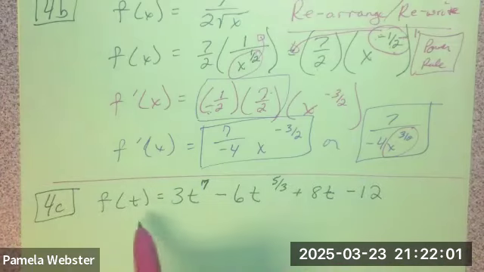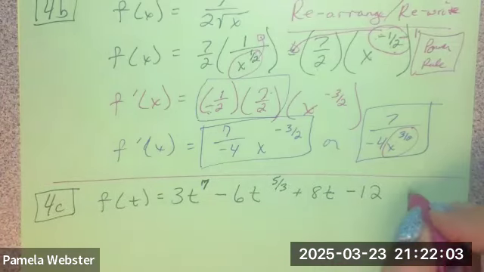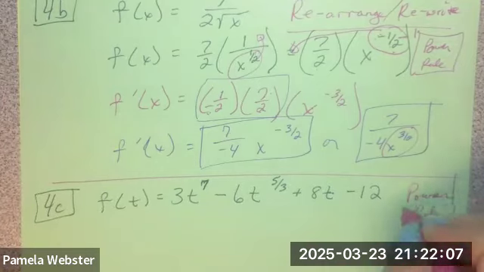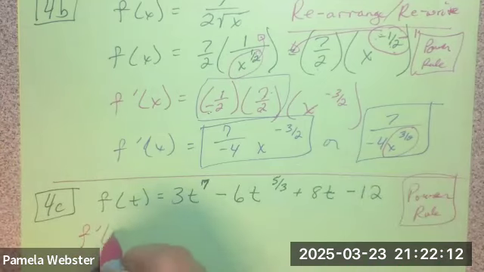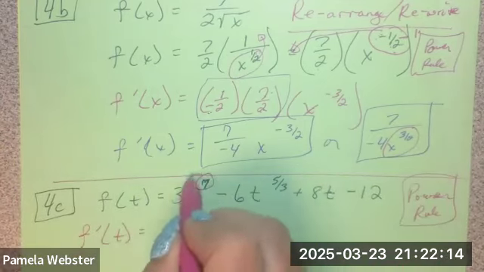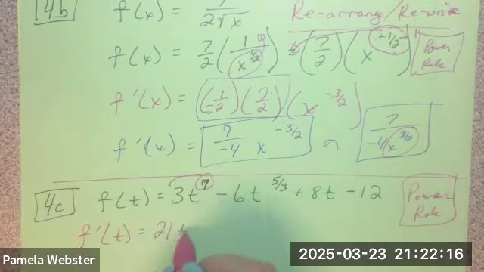Okay. I don't have to do any kind of rearranging. This is a power rule. Hopefully everybody sees it as a power rule. I'm going to go ahead and take the derivative. Multiply the 7 out in front. That's 21t to the subtract 1. That's a 6.